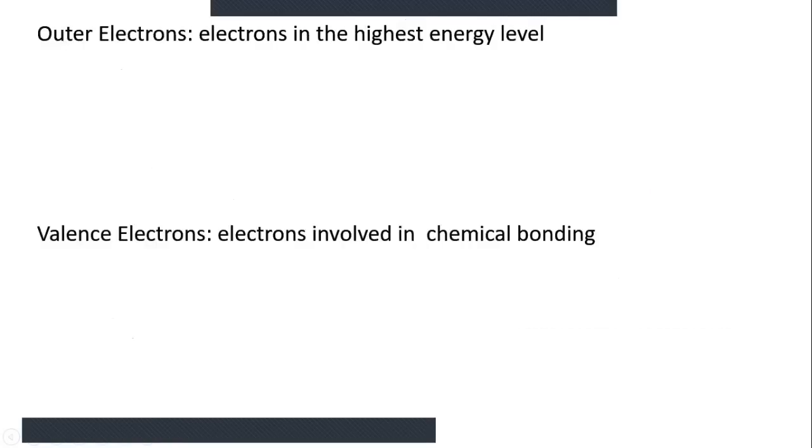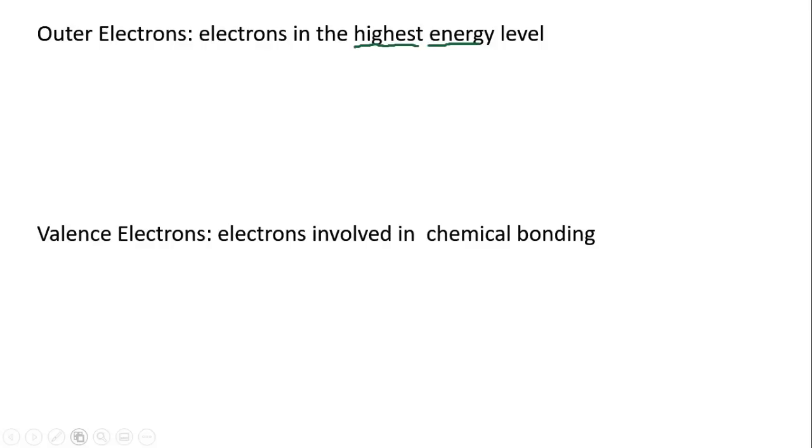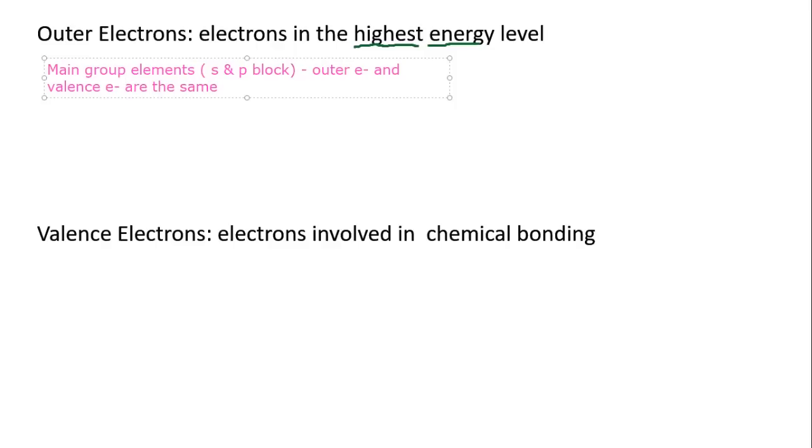Now, in addition to lone electrons, there are two types of electrons that we talk about when doing electron configuration: outer electrons and valence electrons. Outer electrons are the electrons in the highest energy level. Valence electrons are the electrons that are involved in chemical bonding. For main group elements, which are your S and P block, outer electrons and valence electrons are the same. Whatever your outer electrons are is the same as the valence electrons.